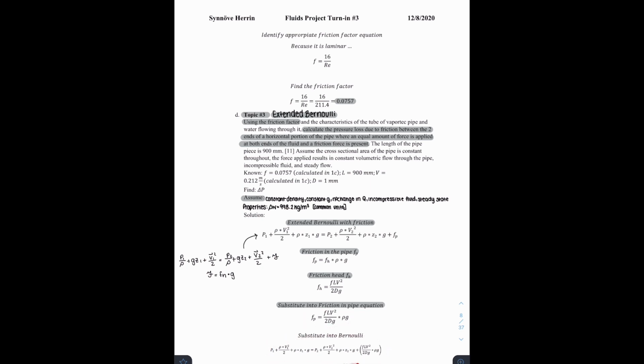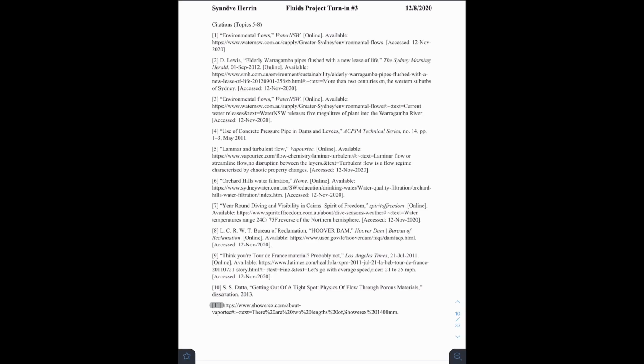We substitute that into our friction in the pipe equation, and we substitute this equation back into our Bernoulli equation. Finally, we apply all our assumptions to the Bernoulli, so it's steady state, Z1 equals Z2 because it's horizontal, and V1 equals V2 because of continuity, and then we simplify the Bernoulli equation based on those assumptions, and we get delta P equals our friction loss. And we can solve for delta P, which turns out to be 1.53 kilopascals. For topic 3 properties, they are cited right here in citation 11.